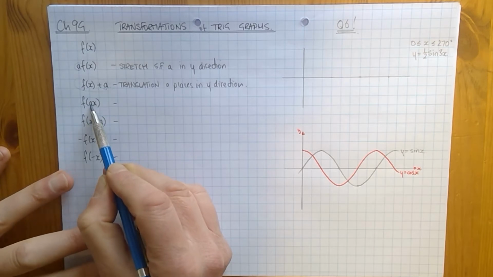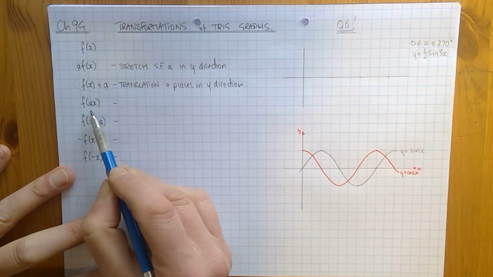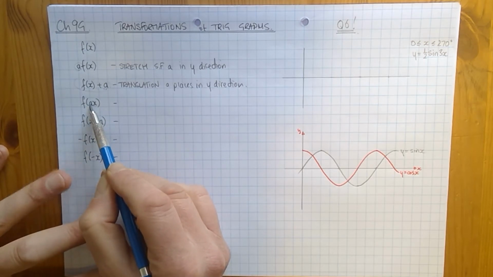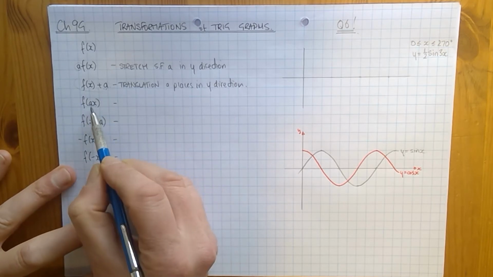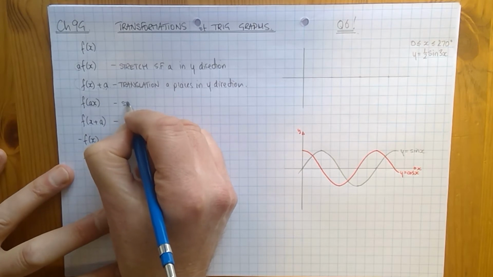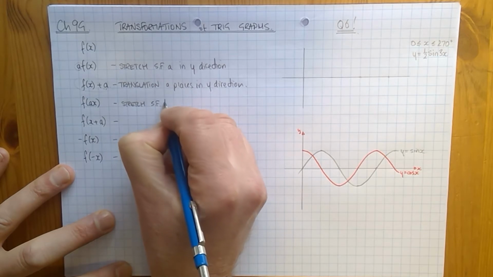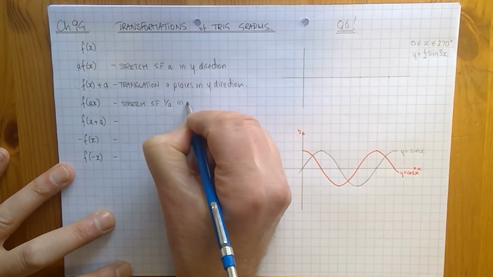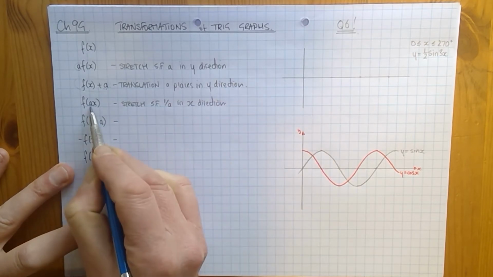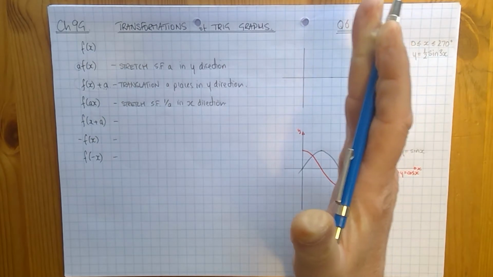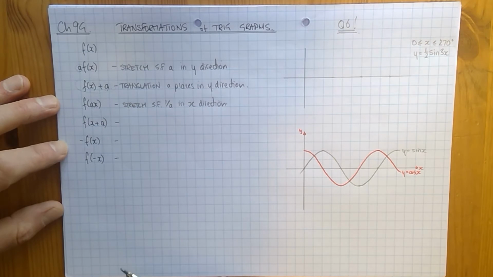These two, I'm now applying the operation to the value of x before I apply the function. So I'm multiplying x by a number or adding a number to x and then applying the function. So this one here is a stretch scale factor 1 over a in the x direction. So if a was 2, it would squash the graph together, scale factor half.